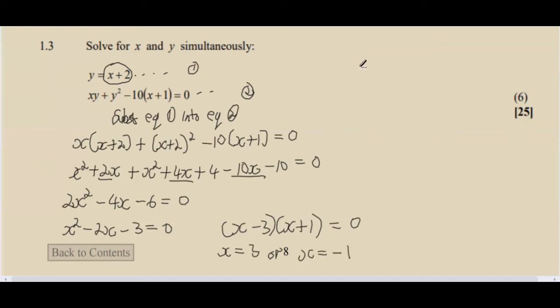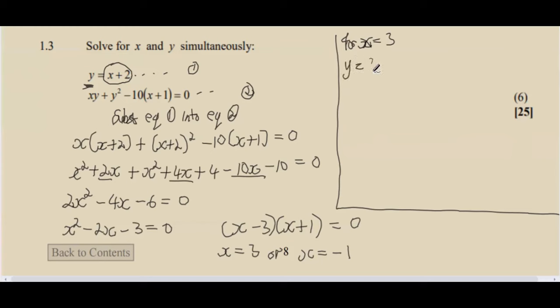But then again, do not be carried away. We are not looking for the values of x only. We are looking for x and y simultaneously. Then that means for x is equals to 3, when I go back to equation number 1, because equation number 1 has y as the subject of the formula, making it easier for us to use in order to find the value for y, right? So you wouldn't want to come to this one because it's more complicated. Then y is equals to 3 plus 2. Then this is y is equals to 5, right?